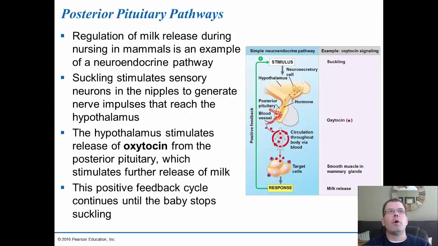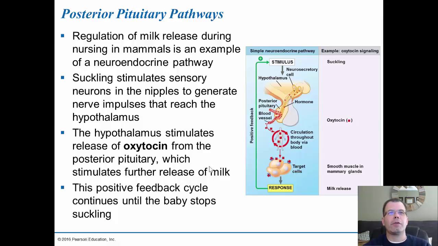Now, one of the things that posterior pituitary pathways do is the regulation of milk release during nursing. And so, again, the suckling of the nipples stimulates the neurons to generate nerve impulses to the hypothalamus. And so what it does is it sends a signal to the hypothalamus, which stimulates the posterior pituitary to release oxytocin, and the oxytocin goes throughout the blood. It binds to the target cells in the mammary glands, and so that releases milk.